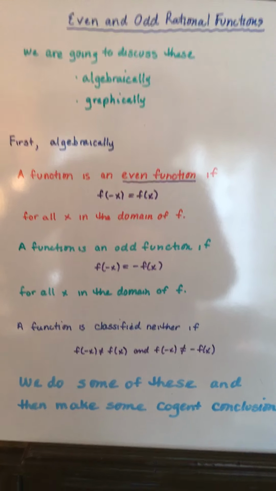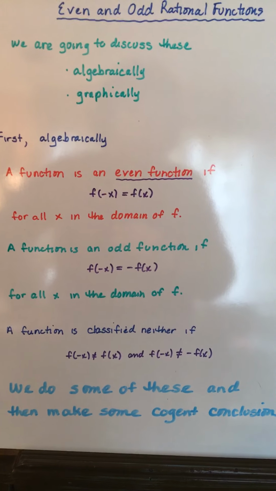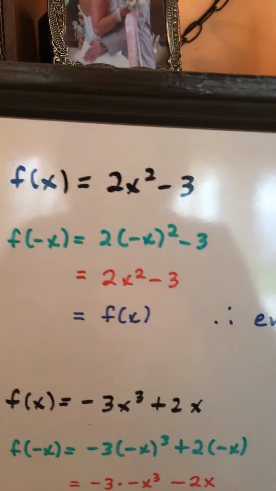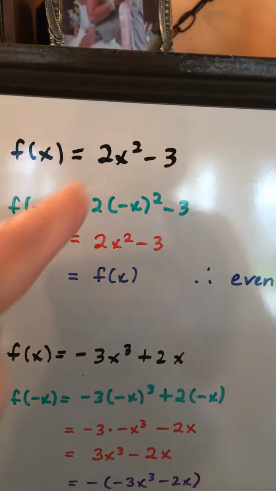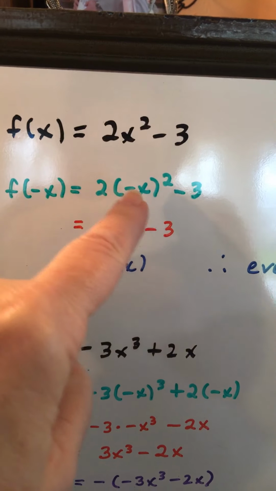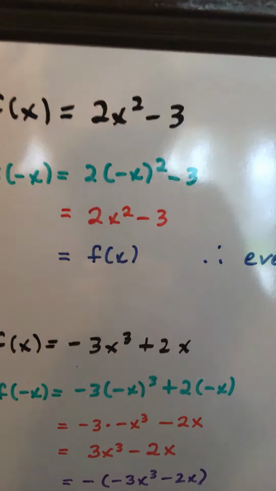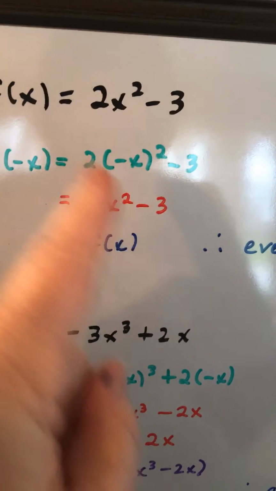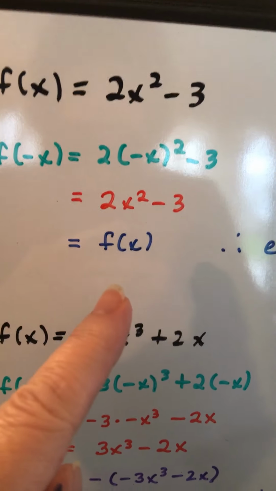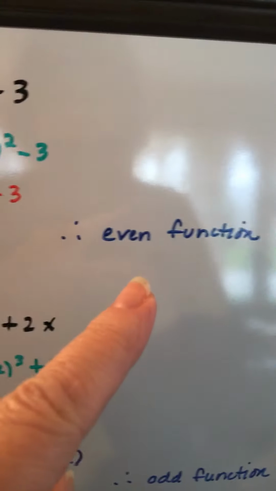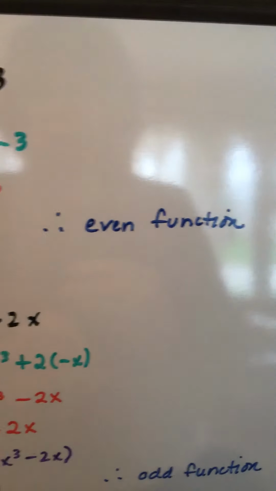We're going to do some of these examples and try to come to a cogent, that means convincing, conclusion about some of the patterns. So starting with our first example, I'm going to take the x that's black and make it a parenthesis and insert the negative x. When I square a negative x, I just get an x squared. Notice the red matches the black. They're exactly equal, so f of negative x equals f of x, and so this is an even function.